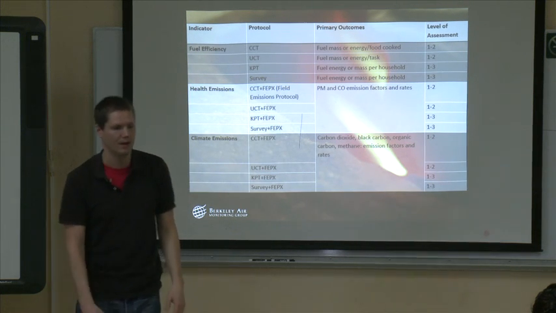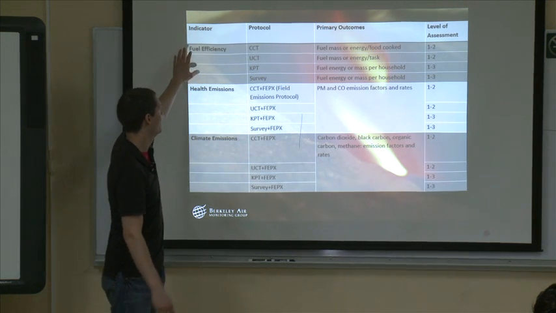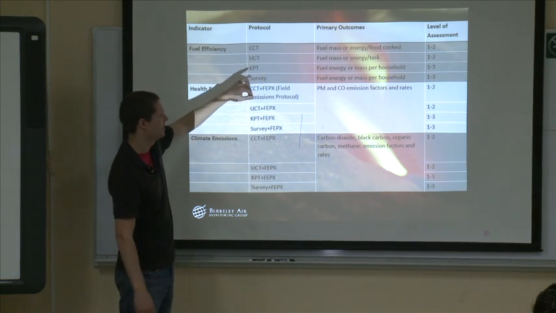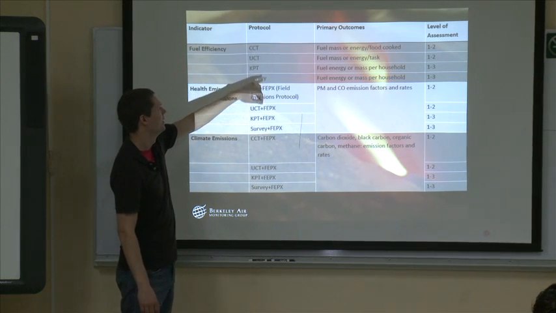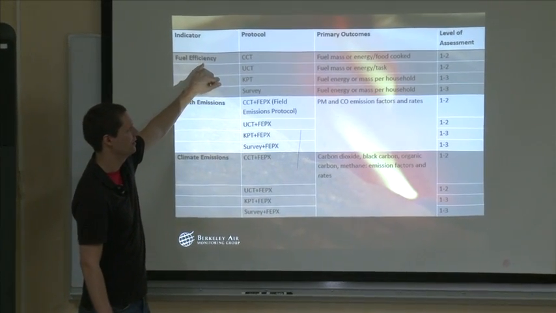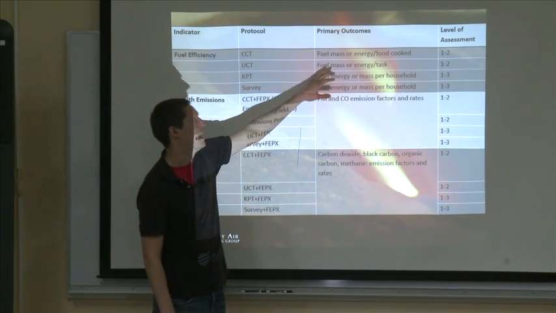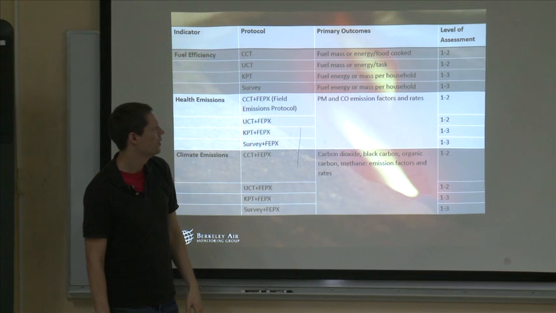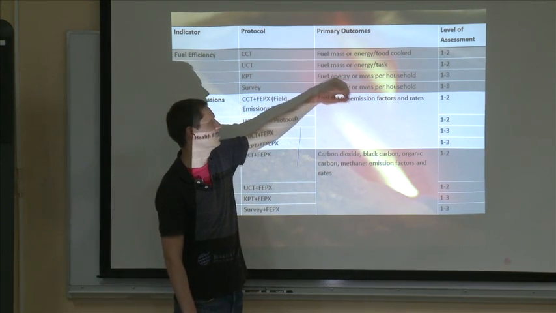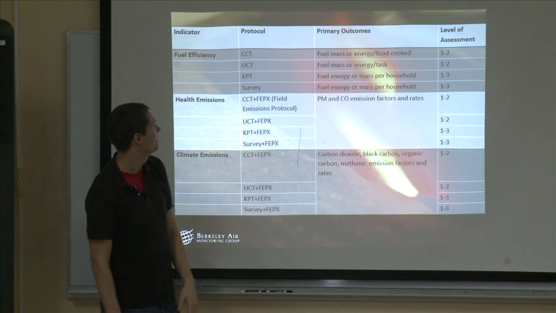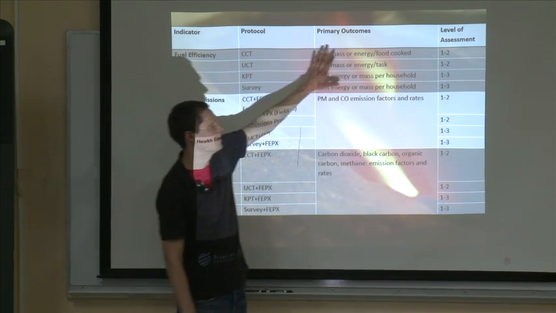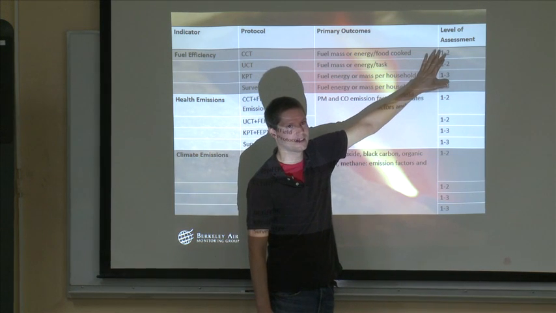And then the other thing that I've done is link the protocols with the metrics. So protocols here, maybe hard to see back there, but CCT, uncontrolled cooking test, KPT, for example. These are all looking at fuel efficiency, primary outcomes, mass of fuel per unit mass of food cooked, or mass of fuel per task, or fuel energy per household. All these metrics, and then what level of assessments are these good for?